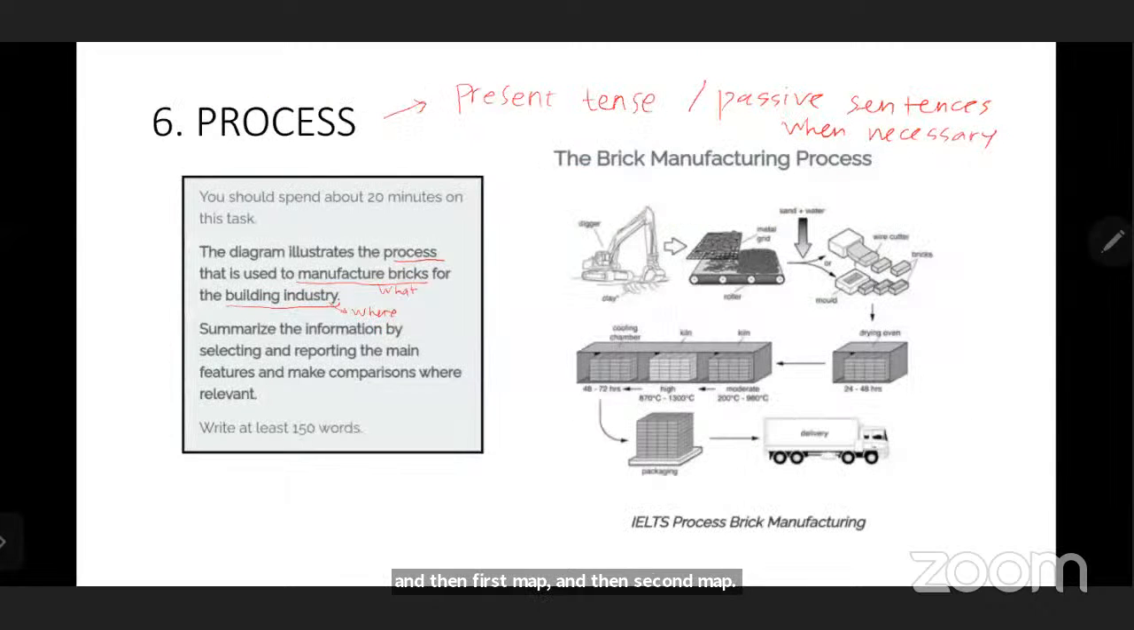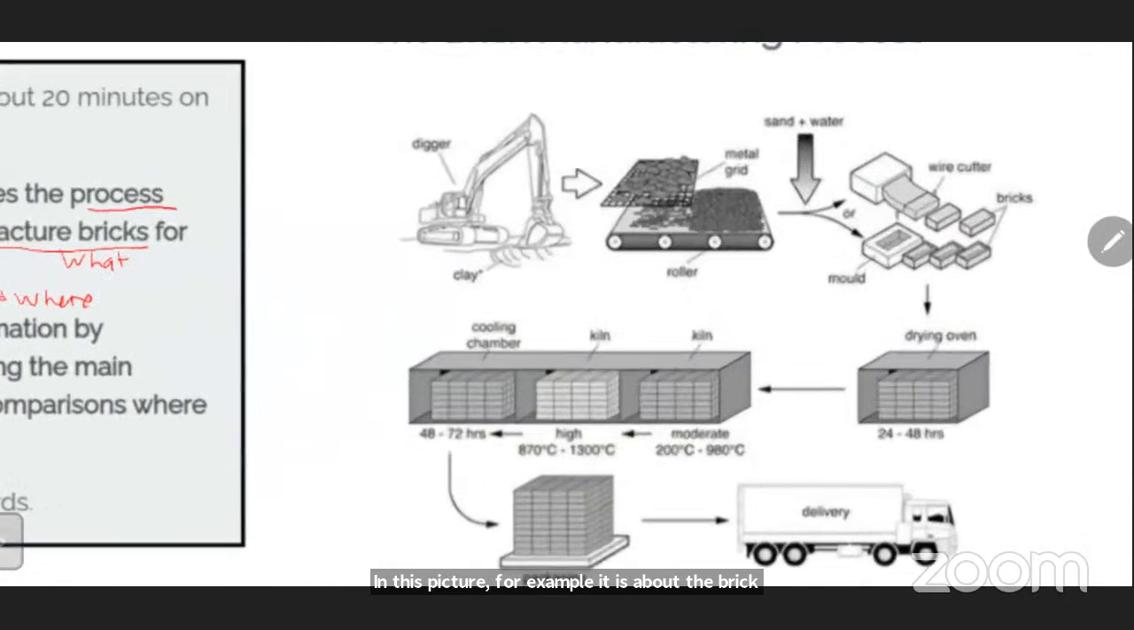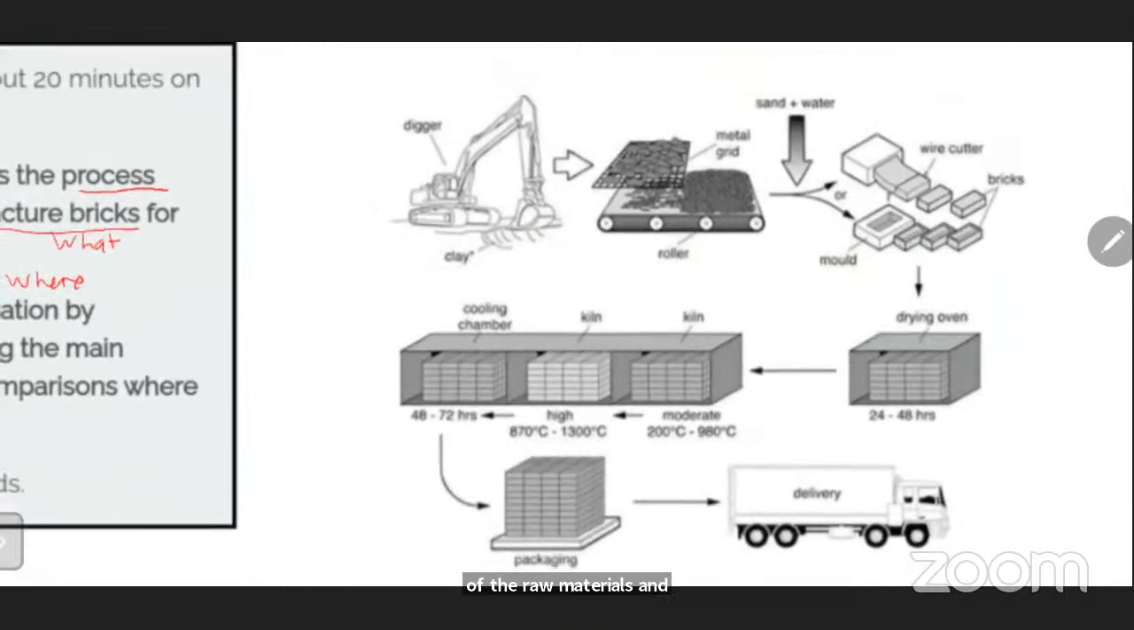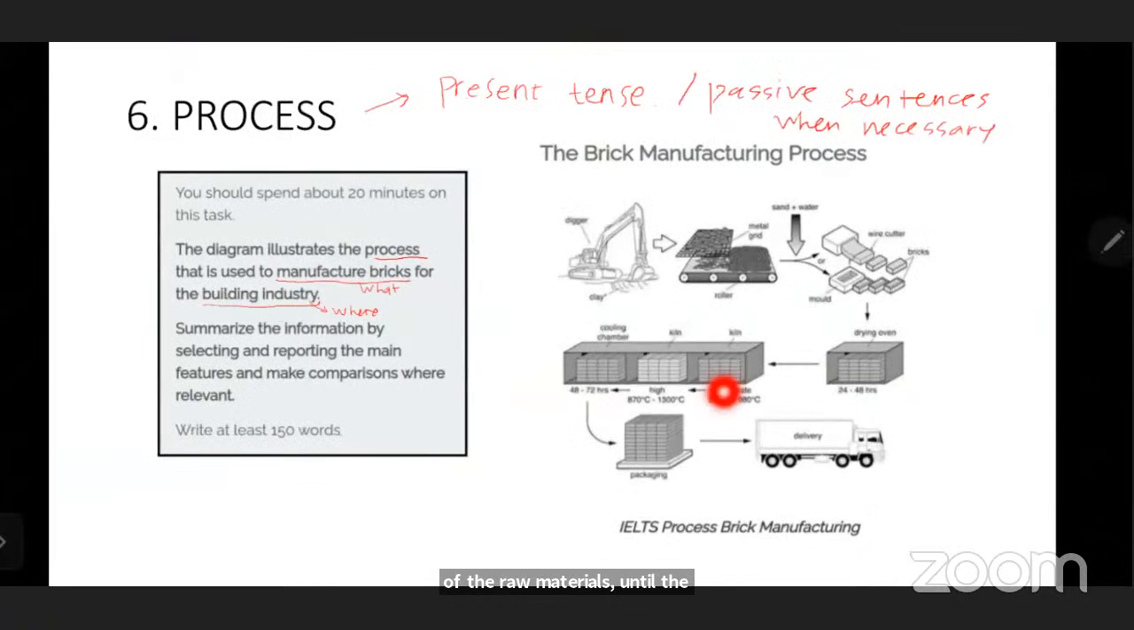Next is the process kind of question. You use present tense in here. So the point of this question is you will be given a picture about a process of manufacture of something, or a process of how something works. It depends. It's not always the same. In this picture, for example, it is about the brick manufacturing process, starting from the digging of the raw materials until the brick can be delivered to be used by people.